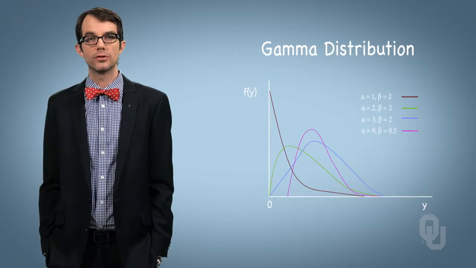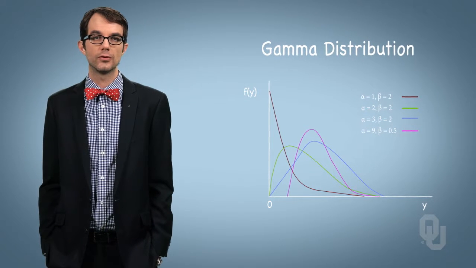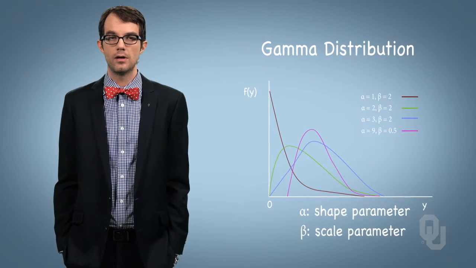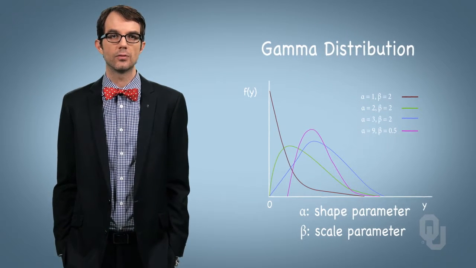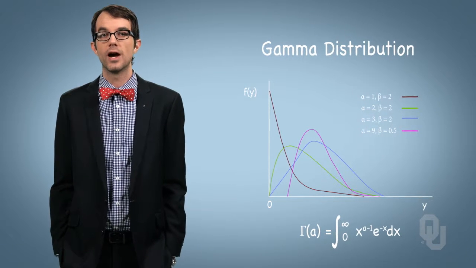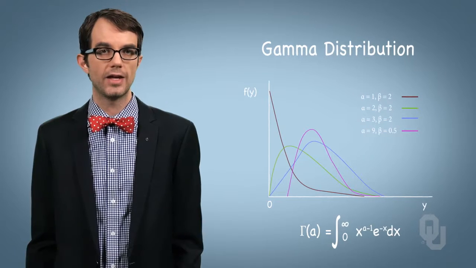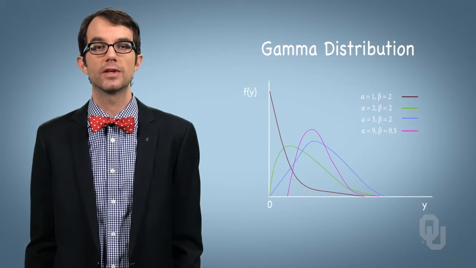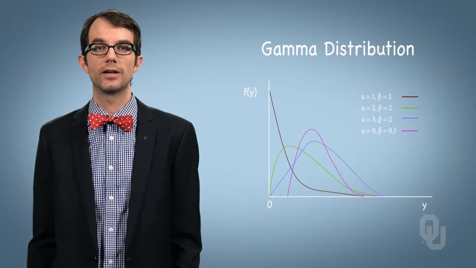The gamma distribution also has two parameters, which I refer to here as alpha, the shape parameter, and beta, the scale parameter. The gamma distribution also contains what is called a gamma function, which makes calculation a little more difficult for non-integer values of alpha. The gamma distribution is also truncated at 0, therefore a random variable modeled with a gamma distribution can't take on negative values.